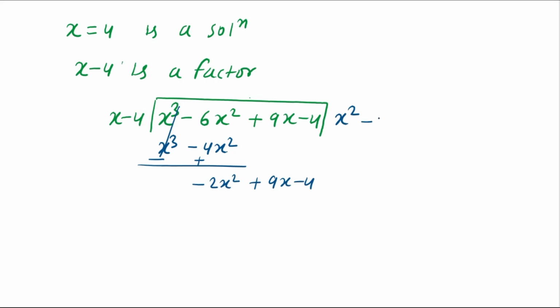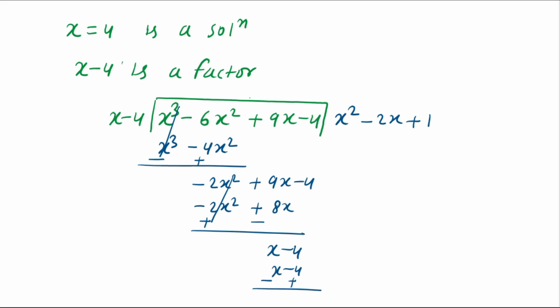Now if we take minus 2x, minus 2x multiplied by x gives minus 2x square, and minus 2x multiplied by minus 4 gives plus 8x. Here plus and here minus, so this expression is cancelled out because the first expression is negative and the second is positive. 9x minus 8x is x minus 4. Here if we take 1, and 1 multiplied by x minus 4 gives x minus 4. Here negative sign and here positive sign.